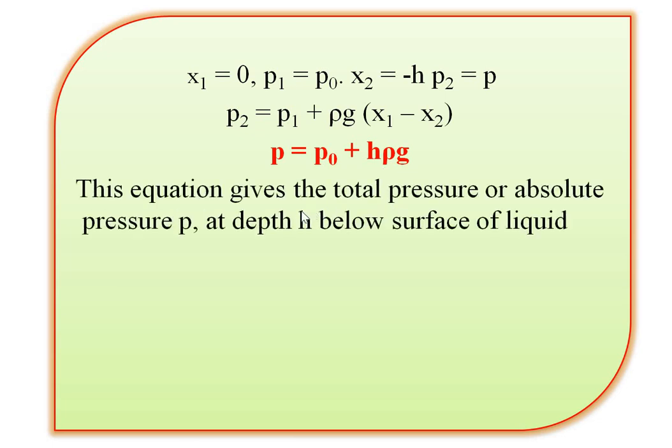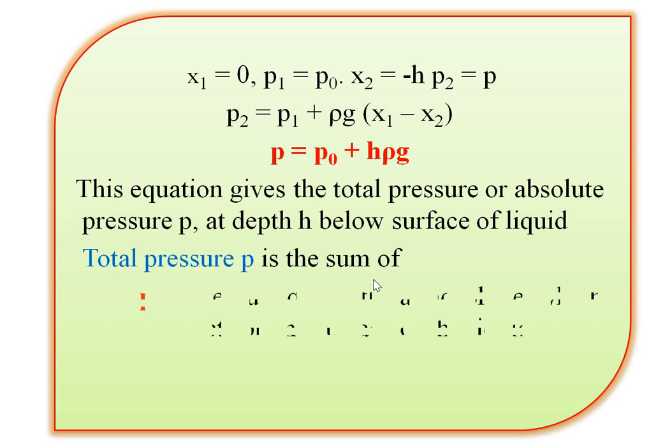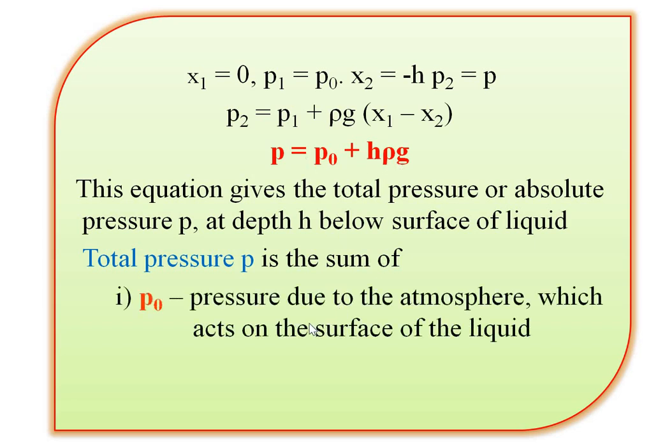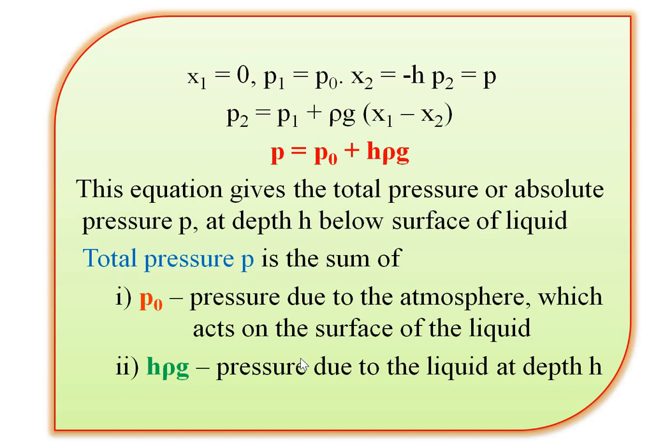So this equation gives the total pressure or absolute pressure P at depth h below the surface of the liquid. This is the total pressure, the sum of P0 plus h rho into g. That means P0 is the pressure due to the atmosphere which acts on the surface of the liquid, and h rho g is the pressure due to the liquid at depth small h. So this is the absolute pressure formula. P is equal to P0 plus h rho into small g.